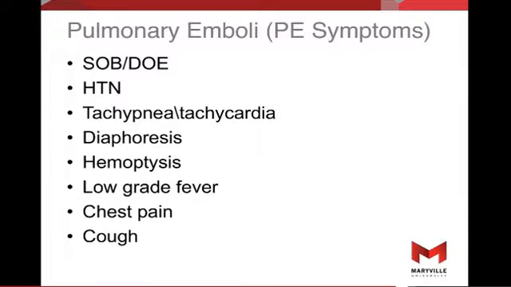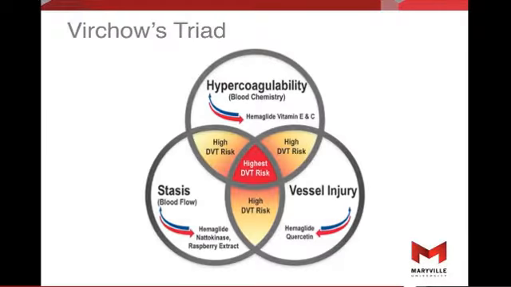Symptomology of a PE: shortness of breath on exertion, hypertension, tachypnea or tachycardia, diaphoresis, hemoptysis where they're actually coughing up blood, low-grade fever, chest pain, and a cough. It's just a review of that triad that we all went through earlier: a hypercoagulability state with stasis and vessel injury all lead to DVT.